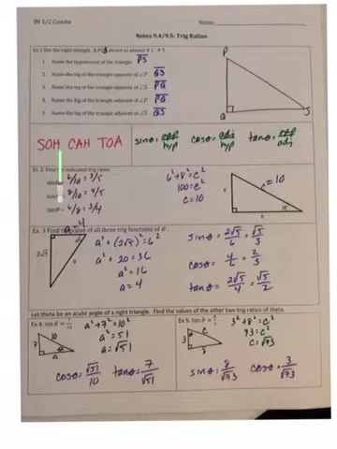So sine is opposite over hypotenuse. So 6 over 10 equals 3/5. Cosine is adjacent over hypotenuse. So 8 over 10, which reduces to 4/5. Tangent, opposite over adjacent. So opposite is 6, adjacent is 8. 6 over 8, which reduces to 3/4.